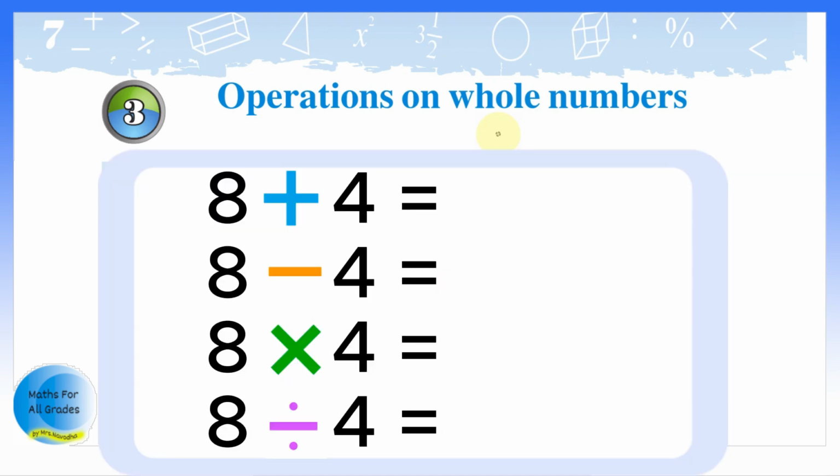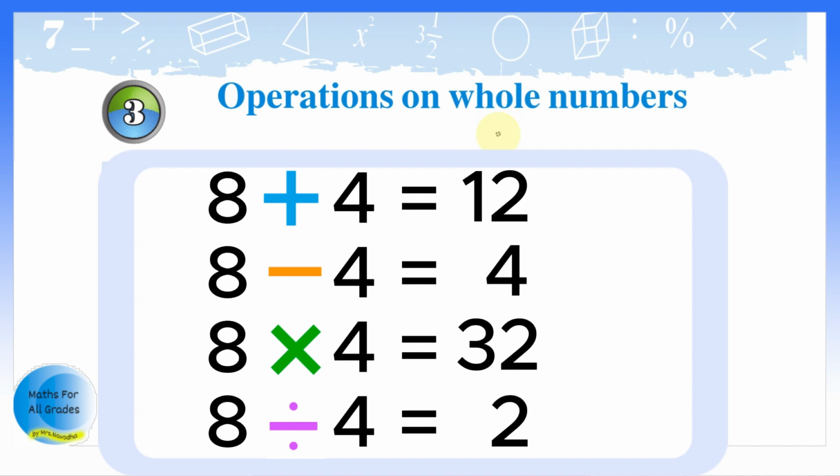Let's quickly remind ourselves with one example. Consider these two whole numbers, 4 and 8. We know 8 plus 4 equals 12. 8 minus 4 equals 4. 8 times 4 equals 32. 8 divided by 4 equals 2. So basically, we know how to do these mathematical operations with two whole numbers.